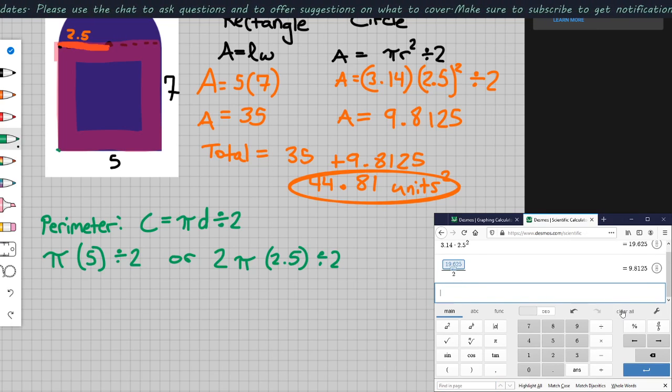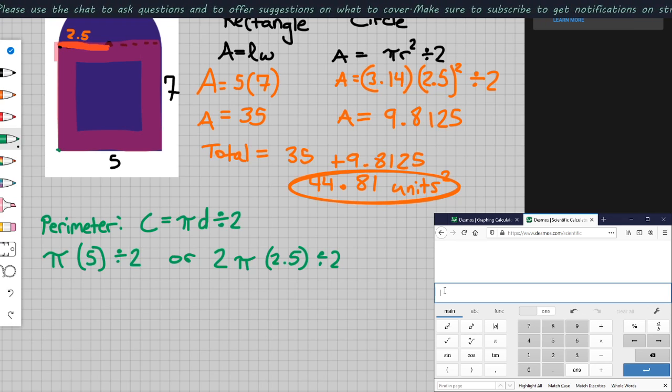So let's clear this from the last problem. Clear. And 3.14 is what we use for pi. We're going to multiply it by 5. We get 15.7. And again, since we're dividing by 2 at the end, please press enter to get a new line. Do the answer button.